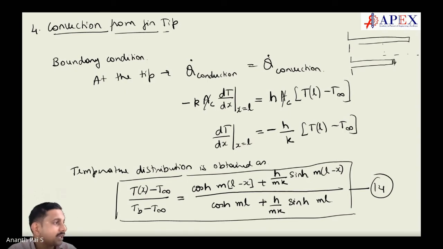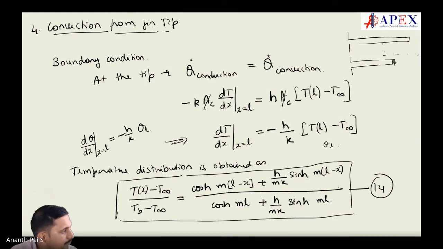There is no expression for theta. In the sense you want an expression for theta, this would be theta L. This would be d theta by dx at x equal to L. Makes sense? If you want to put it in terms of theta, d theta by dx at x equal to L would be equal to minus h by k into theta L. Correct? Because our governing equations are in terms of theta.